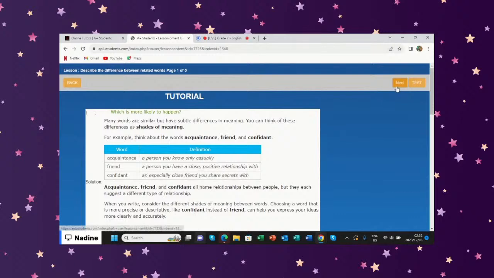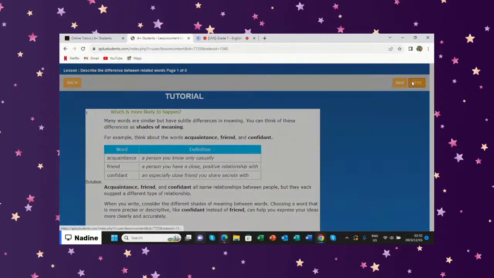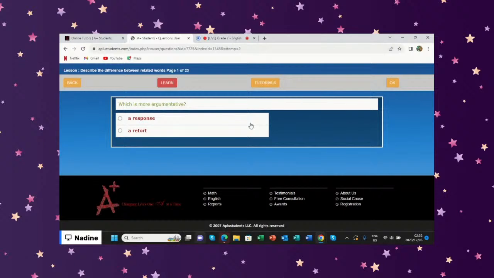All right, so now we're going on to our test. So now we need to say which is more argumentative. Like in a more argumentative way, right? Is it a response or a retort? So which is more argumentative, a response or retort?